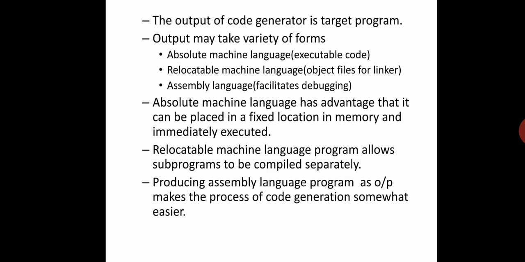Now what kind of target program can be constructed by the code generator? It can have different forms of a target program, that is absolute machine language, relocatable machine language, and assembly language. These are the different forms of a target program the code generator can generate. Now what output does the code generator produce? Normally the compiler is bound with the assembler. If the compiler is bound with the assembler, then in that case the output of the compiler is always an assembly language program. Keep this in mind.